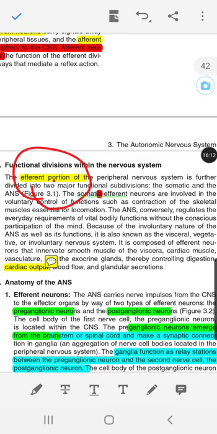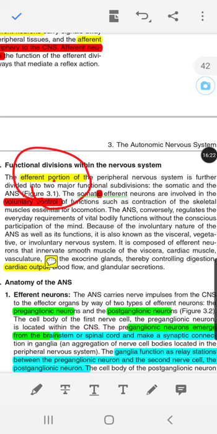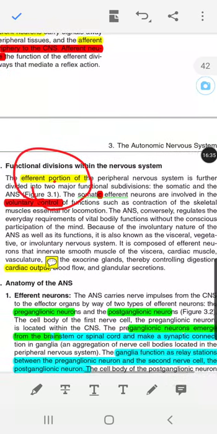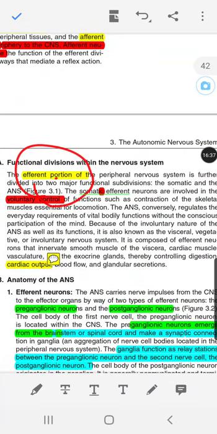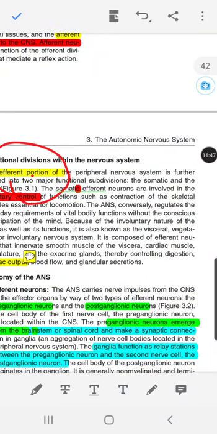So here the key point is voluntary control functions. Somatic efferent neurons are involved in voluntary control functions, which are under our control, like the skeletal muscles essential for locomotion, something which we can control by ourselves. Voluntary control functions are those which we can control by ourselves. The second heading is the ANS.